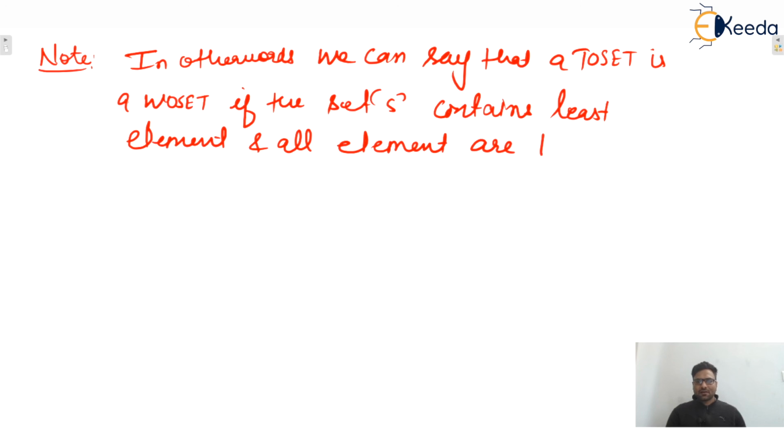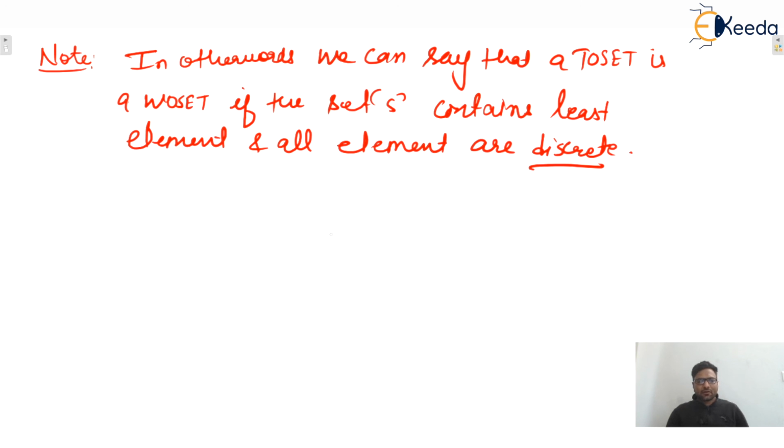All elements are discrete. Discrete means, let us consider, let's say, the set of integers. This is a discrete set, and the set of real numbers is a continuous set. If we draw the graph, the graph will be continuous, isn't it? So a TO set is called a WO set if it contains a least element and all elements are discrete. Then that particular set is also known as a WO set.